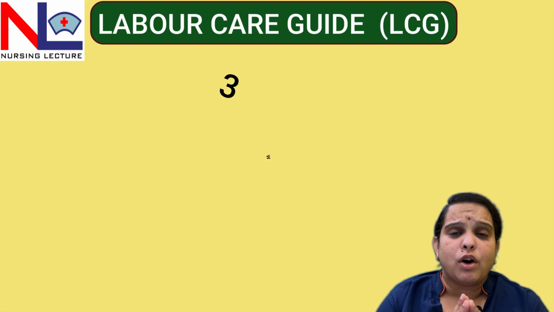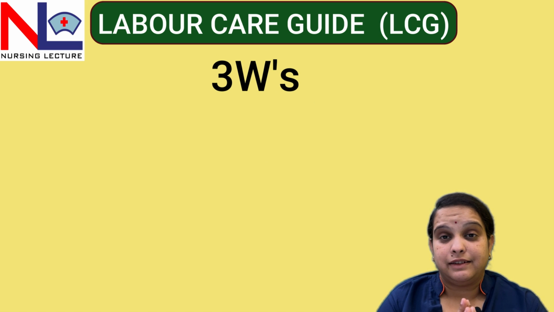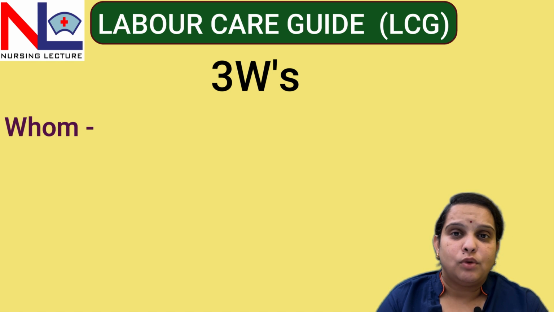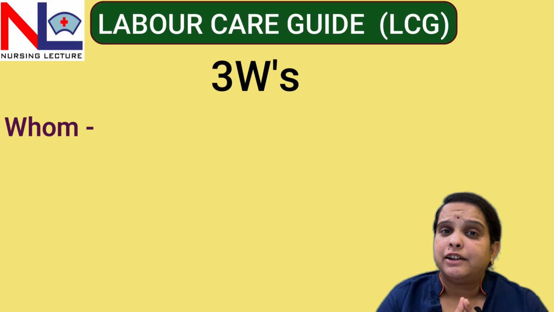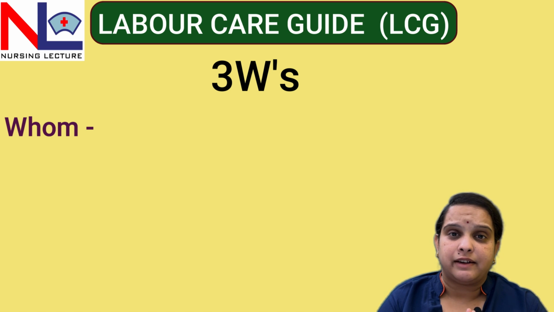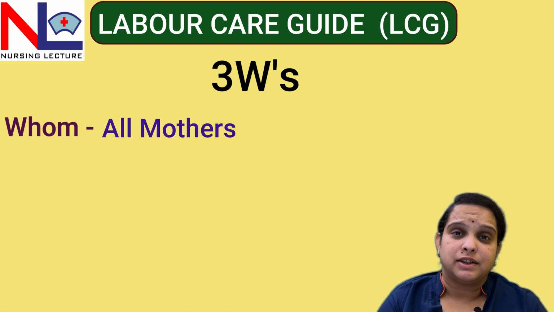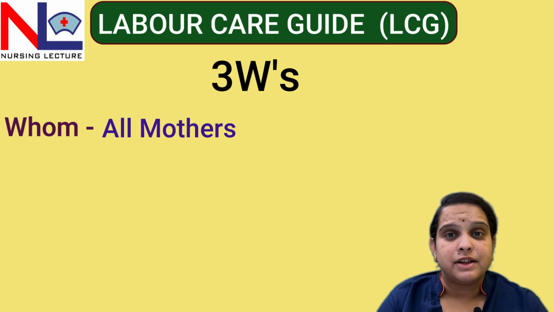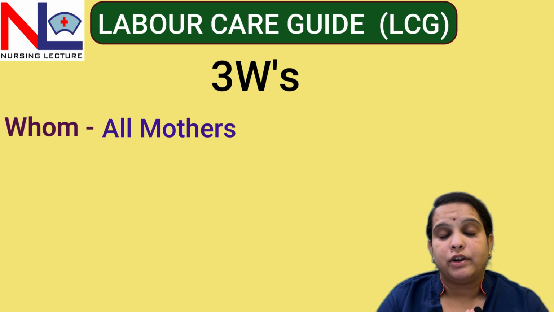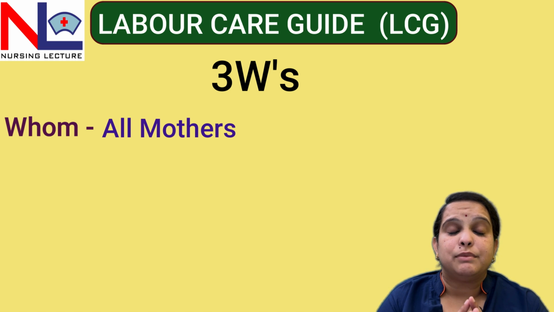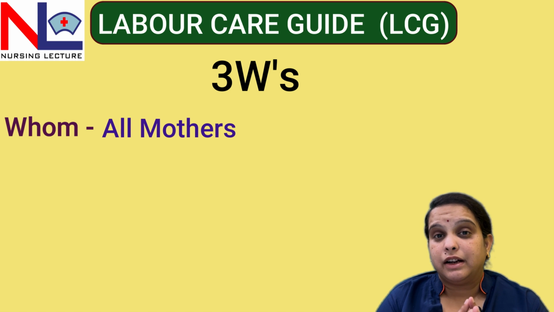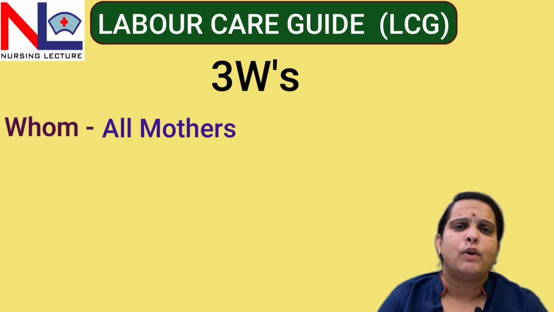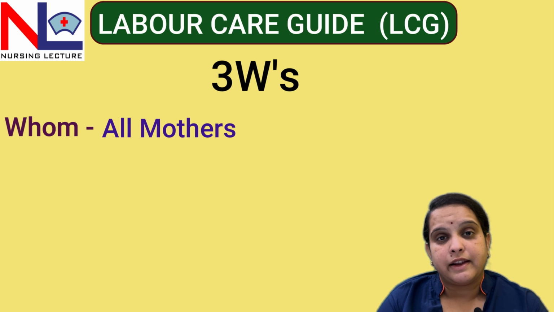Now let's see what 3 W's are there in the Labor Care Guide, that is whom, where and when. So first is whom can be guided by this Labor Care Guide, that is all mothers at term, whether they are at low risk or at high risk, can be monitored through this tool. Because high risk mothers can easily be monitored through this tool, and the findings can be highlighted, but they require additional supportive care as well.